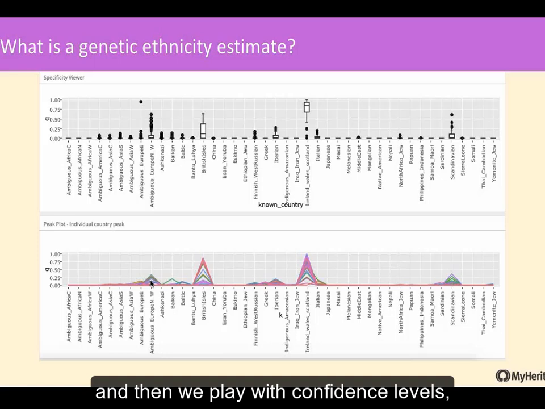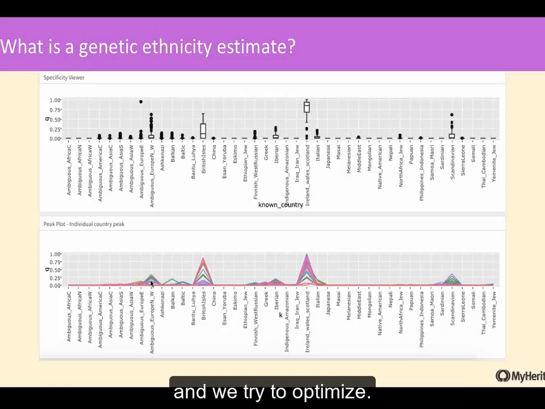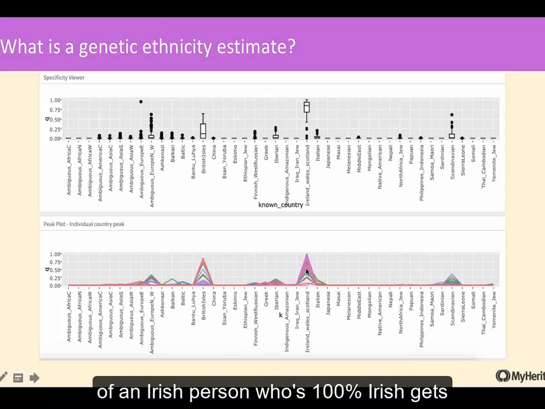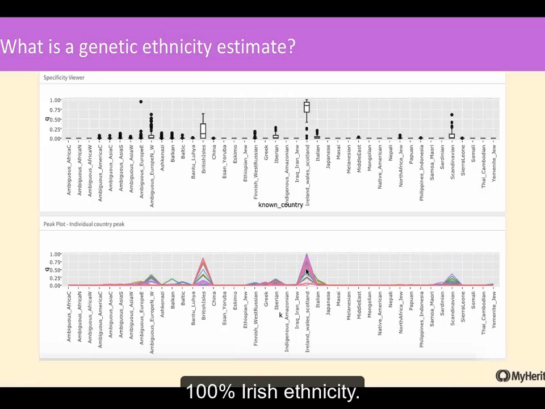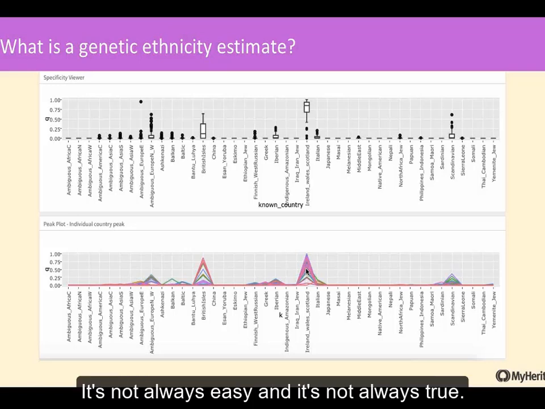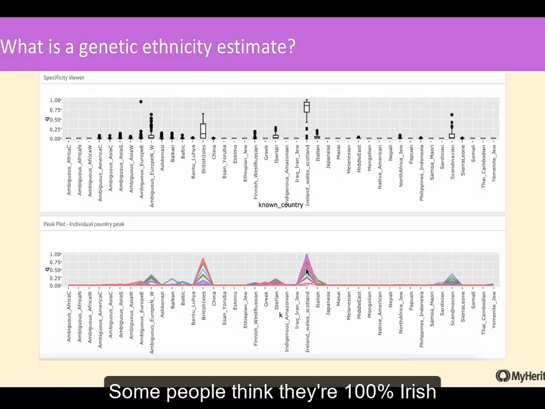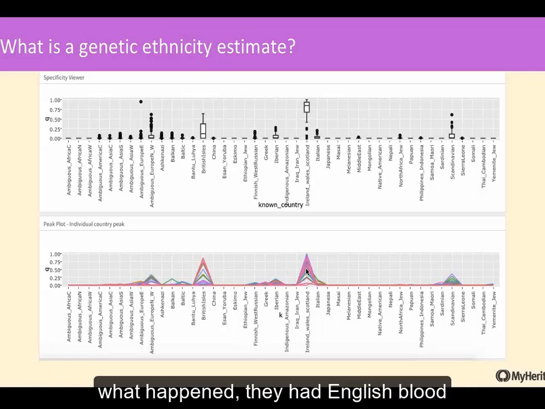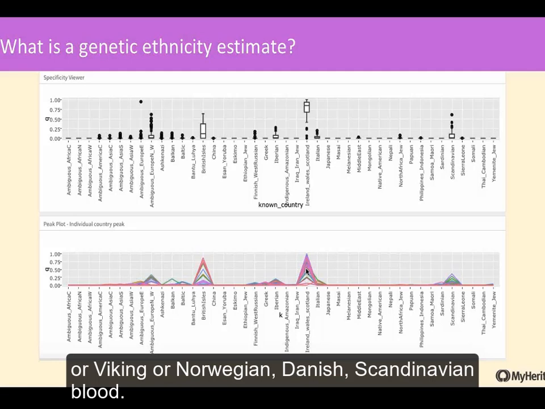And then we play with confidence levels and we try to optimize, and we want to make sure that the peak of an Irish person who's 100% Irish gets 100% Irish ethnicity. It's not always easy, and it's not always true. Some people think they're 100% Irish, but 4 or 5 generations back, where they don't know what happened, they had English blood or Viking or Norwegian, Danish, Scandinavian blood.